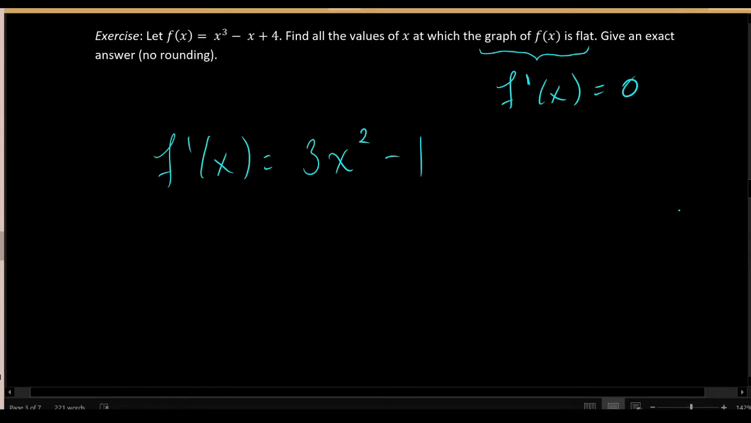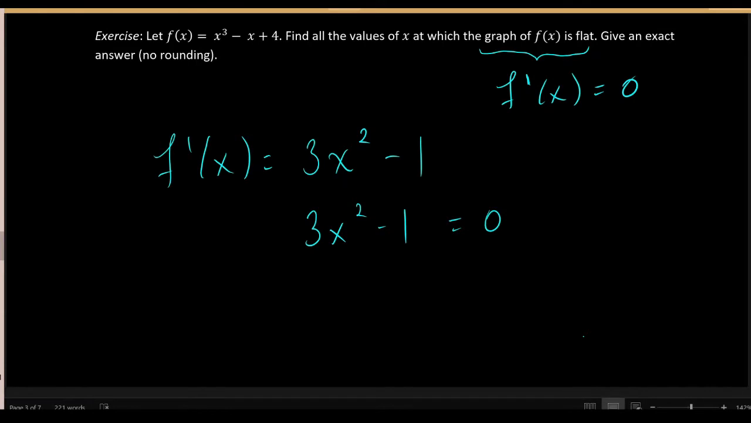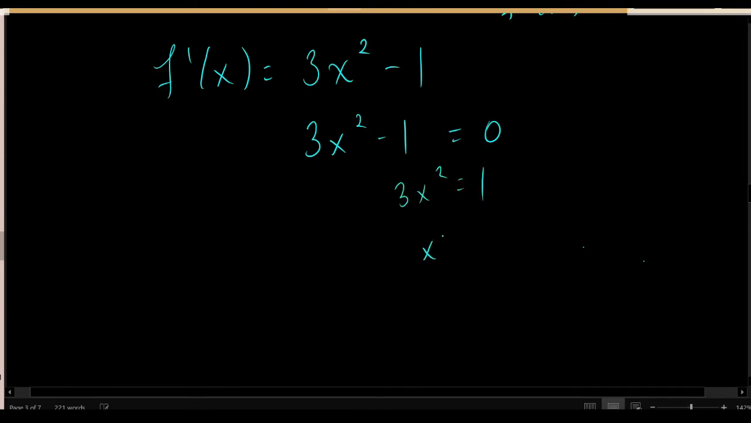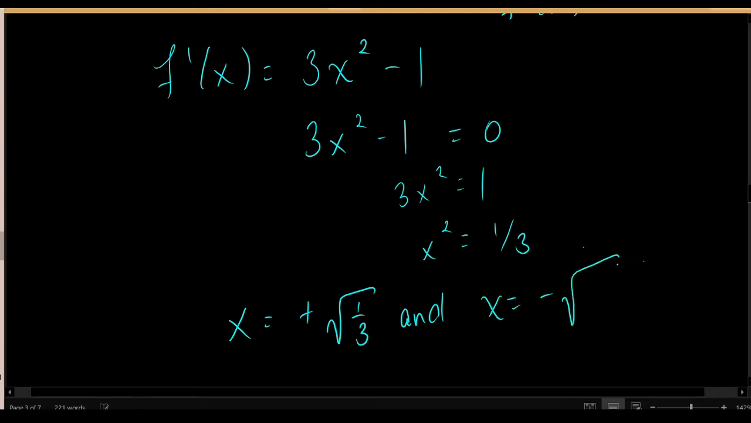But now, I'm going to try and figure out the values of x that make this derivative equal to 0, because these are the locations where the graph of the original function is horizontal. So I add 1 to both sides, I divide both sides by 3, and what am I getting? The exact values of x are x equals positive square root of 1/3, and x equals negative square root of 1/3.